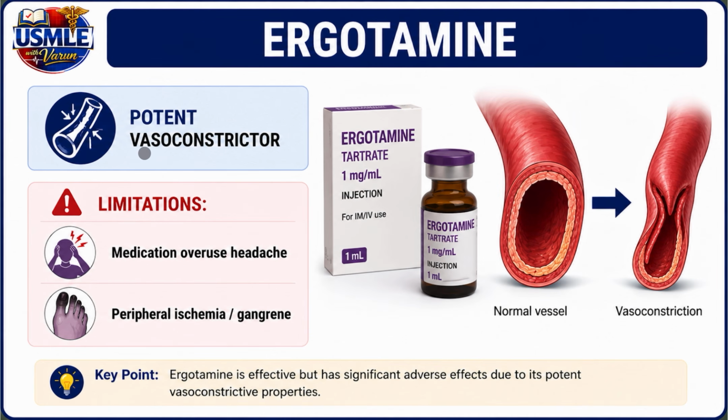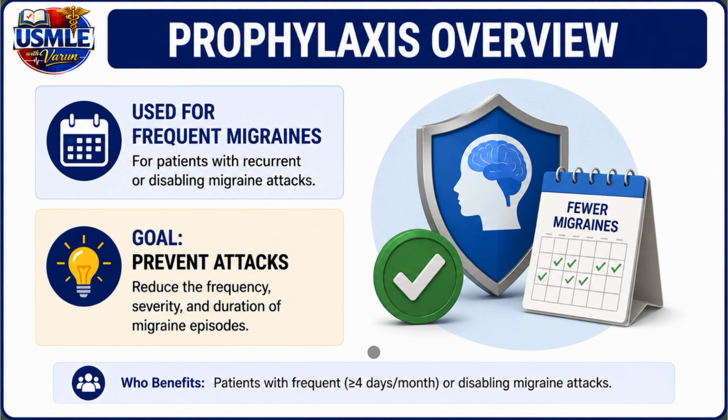Ergotamine is an older drug with similar effects but more side effects, including the risk of severe ischemia and medication overuse headache. Ergotamine is a potent vasoconstrictor. This could lead to medication overuse headache. This is one of the side effects, and another adverse effect includes a risk of peripheral ischemia or gangrene. Ergotamine is effective but has significant adverse effects due to its potent vasoconstrictive properties.